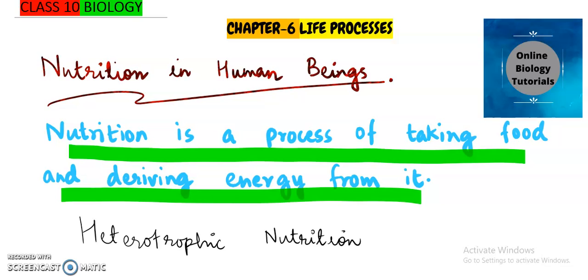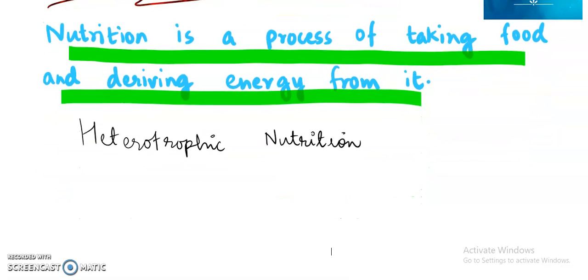Now, if we want to use a bit more correct term, then holozoic nutrition is more applicable to human beings, where they take the nutrition through their mouth and then digestion takes place. So, in a way, holozoic nutrition is a part of heterotrophic nutrition.